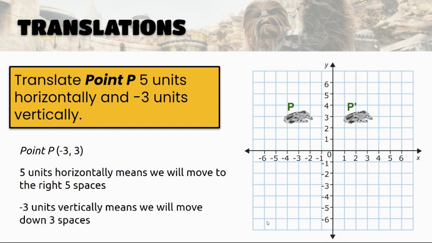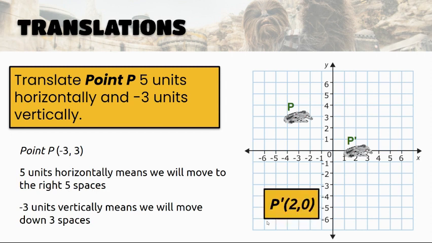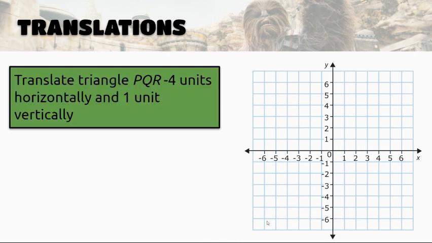-3 vertically means we're going to go down 3 spaces because when you think negative in the Y, you're thinking down. So I go down 3. So point P prime is located at 2, 0. Remember that prime is your new shape, or it's the image. The pre-image is the original shape.